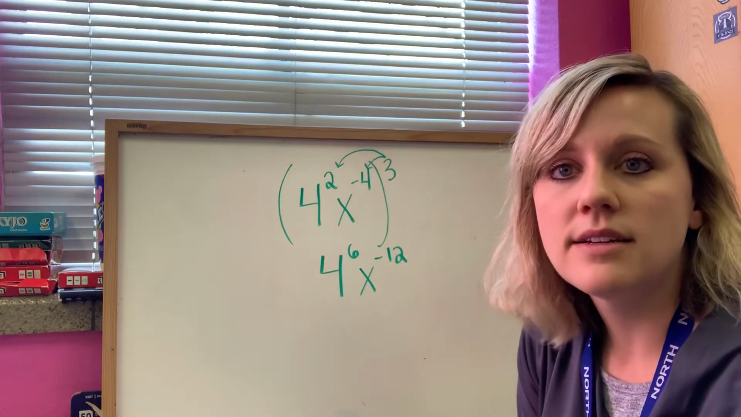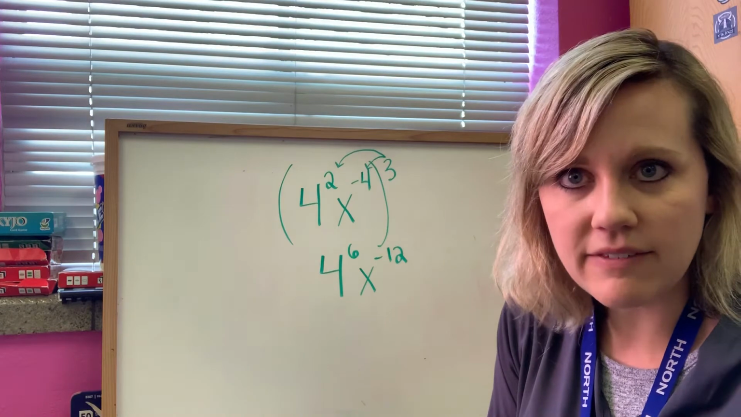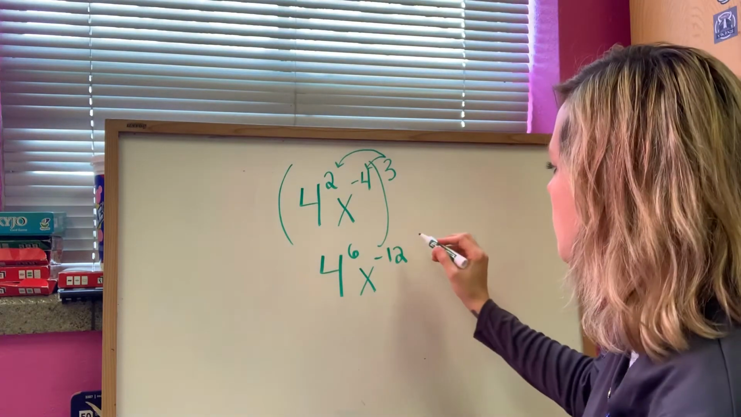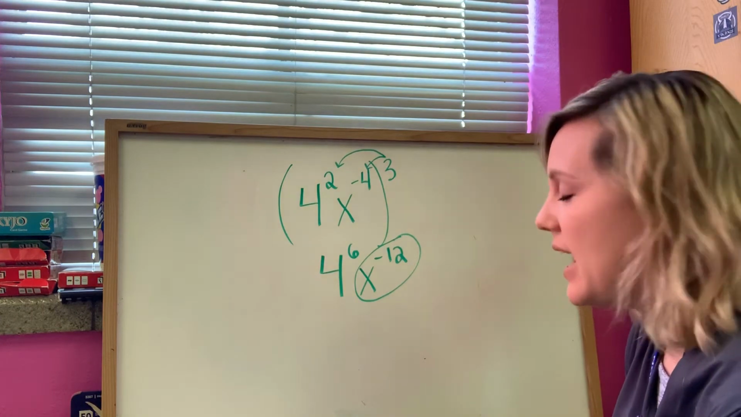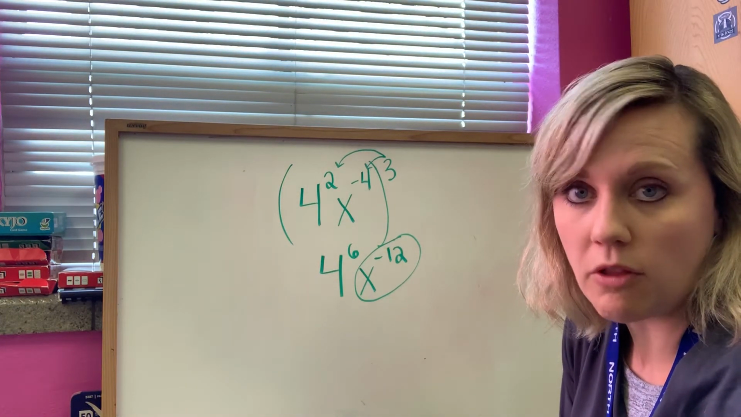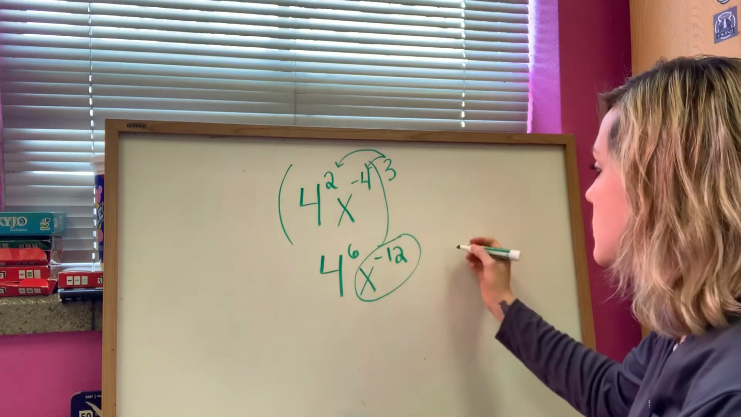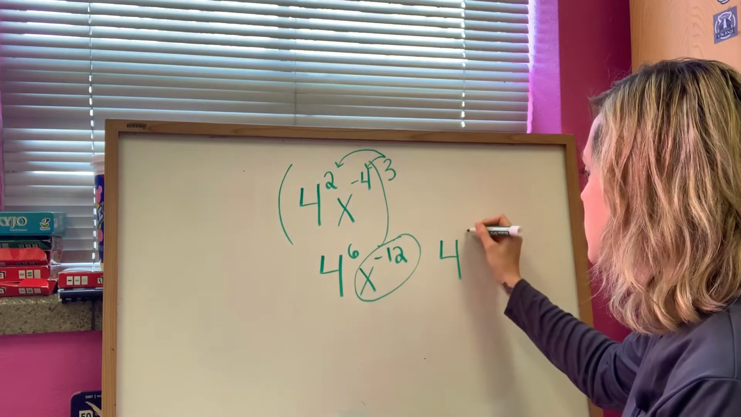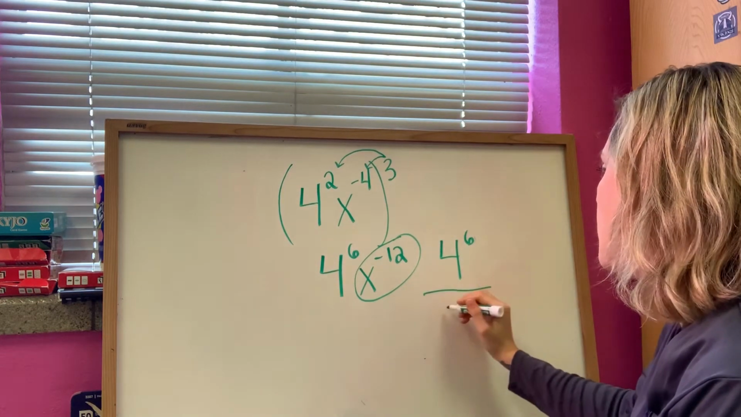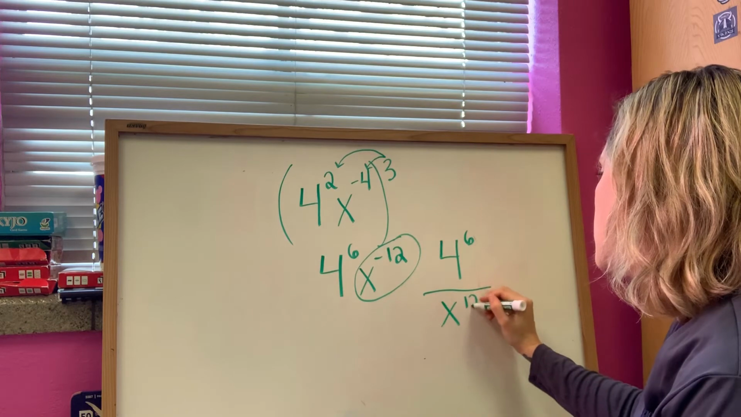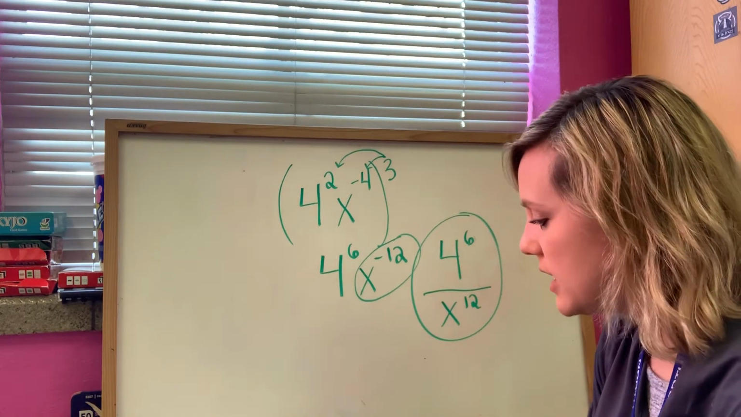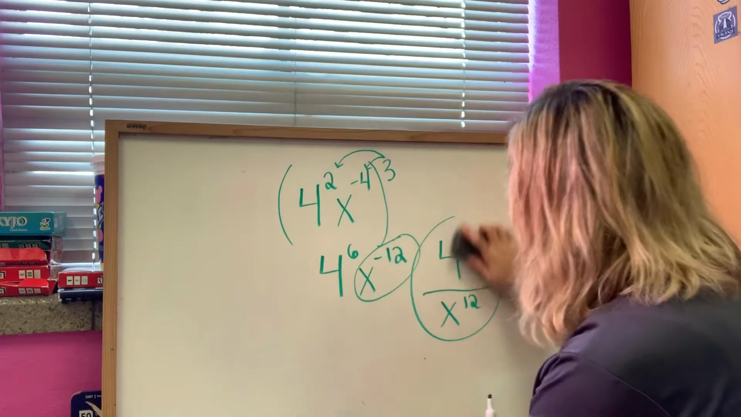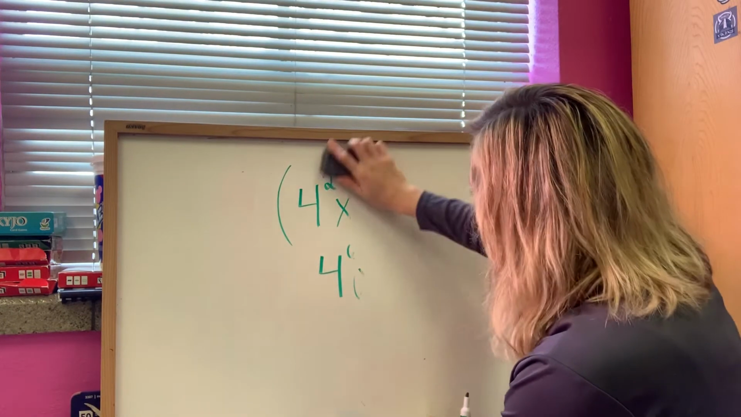Are we done? Nope, we don't want any negative exponents. So if you remember, this actually means divided by x to the positive 12th power. So my final answer would be 4 to the 6th power divided by x to the 12th power. And that would be my final answer. Okay, let's do a couple more.